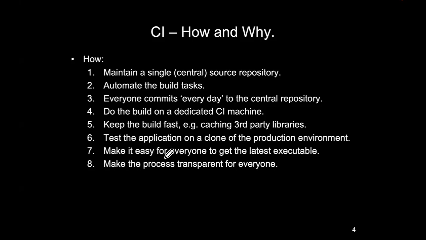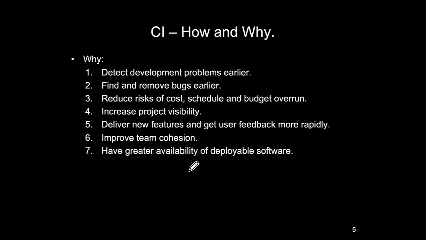Make the process transparent. I've kind of alluded to that already. Everybody will have access to the CI machine, and they will have access to the current working version of the application, if it's in some sort of Docker Hub environment, or it doesn't have to be if it's not containerized. And also everybody has access to the results of when a build was done. What was the outcome of that build? Did the build fail? Why did it fail? Some sort of statistics on that. So everybody can see that.